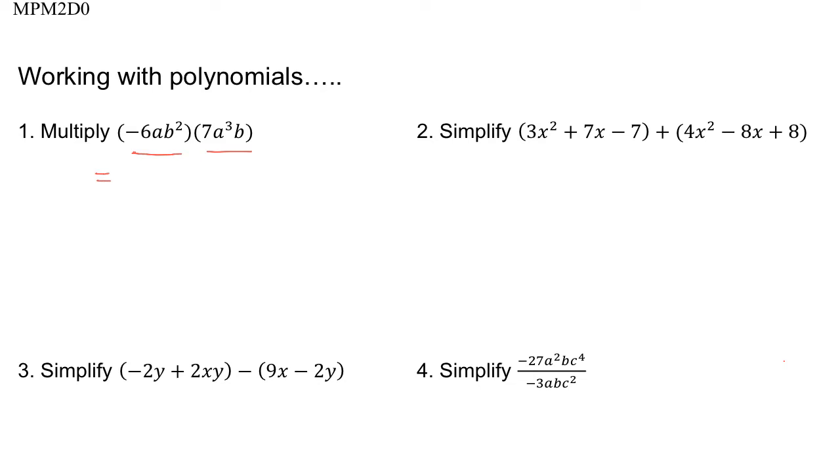In order to do this, we need to keep in mind our exponent laws. I would start with -6 times 7, so we'd have -42.